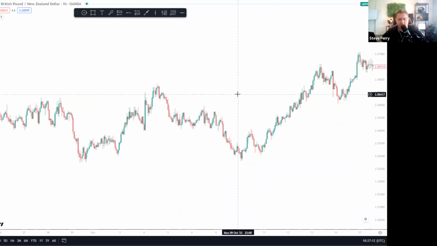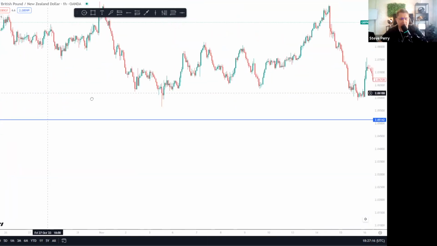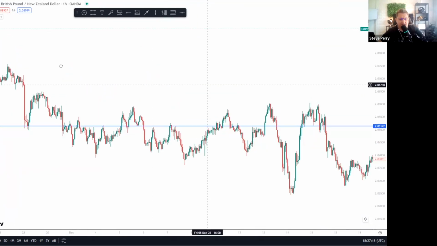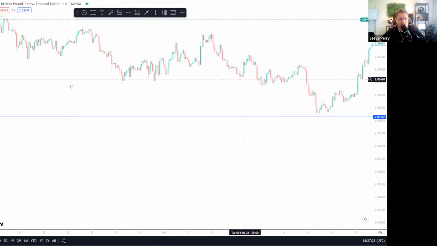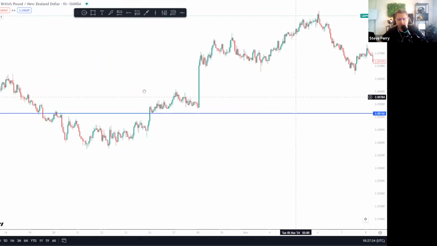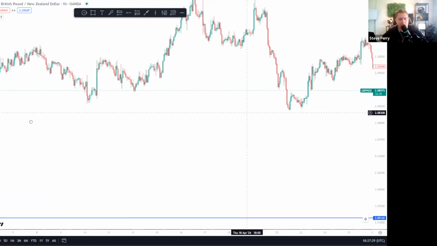Okay, so the next thing I wanted to get into, oops, I didn't want to delete everything because I have some stuff over here I want to show you guys. So let's talk about imbalances, because this is a little bit more of a technical concept. This is the first time I've really taught it, but I've done my homework. I've done some research, so I'm hoping.